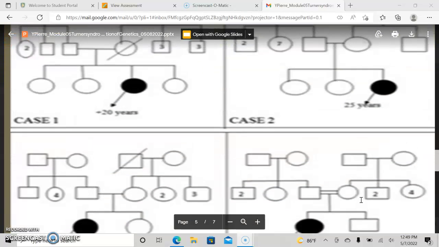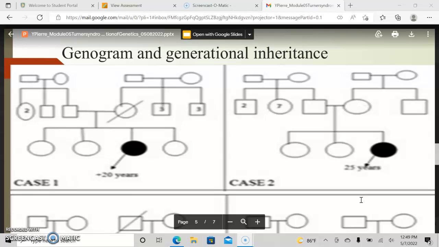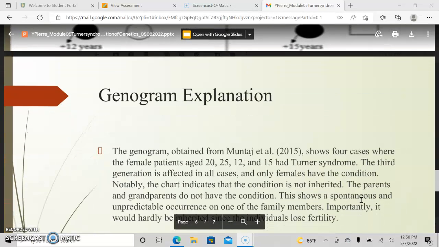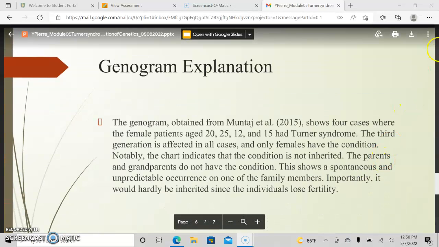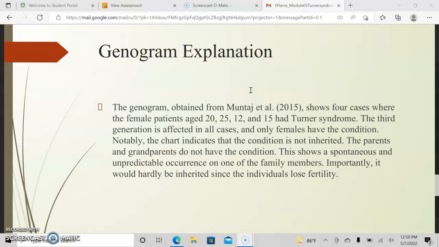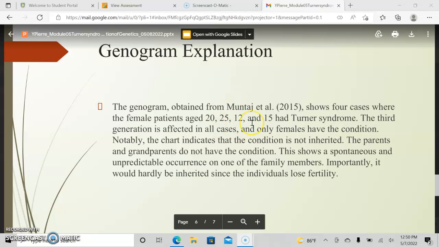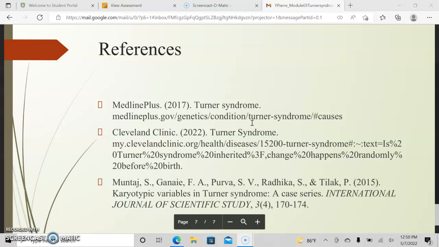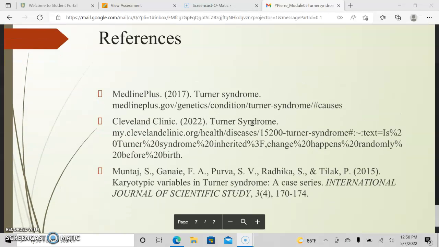Okay, and what I just explained to you, what I just read to you, I also put on the next PowerPoint slide, which is the genogram explanation. Okay, this is the genogram explanation. Now this is my references. This is my reference page.